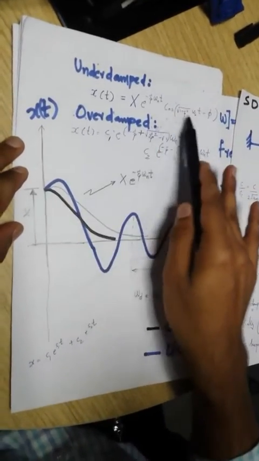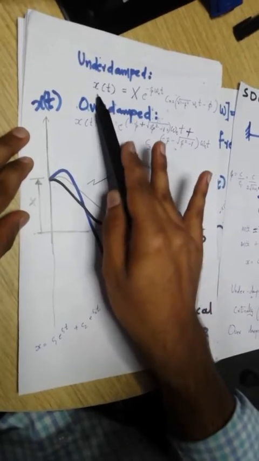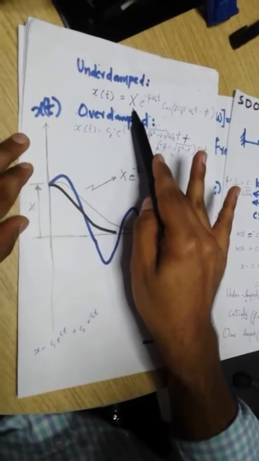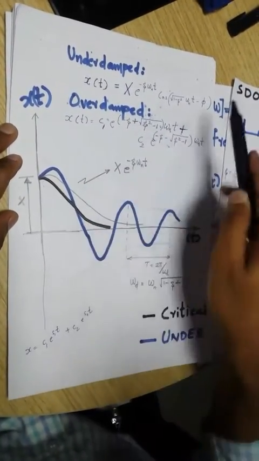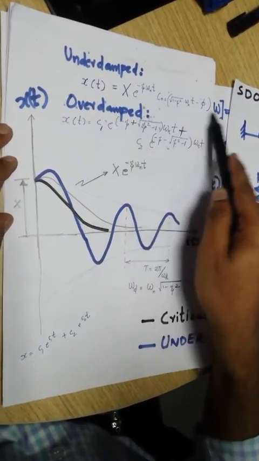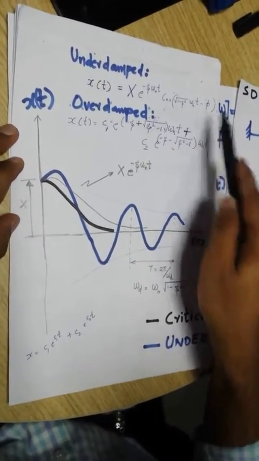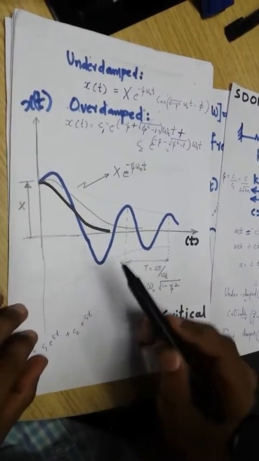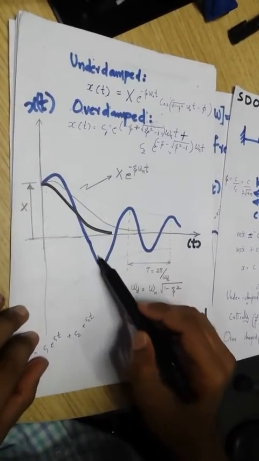So after plugging in all these values, this will be the equation. X of t is equal to, where capital X is the initial displacement, into e raised minus zeta omega n t, and whatever I have given. This will be the phase of the system. Now the response will be something like this.